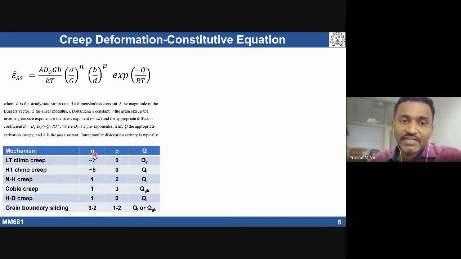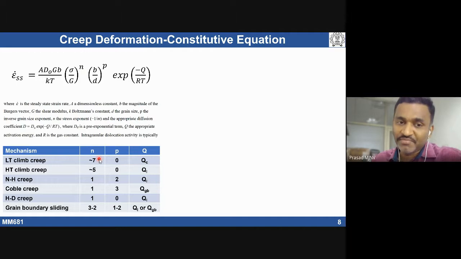Look at the n, p, q values. If I take dislocation creep mechanisms, p is equal to 0, so they are independent of grain size. The n values are very high, 5 to 7. Here n is called the stress exponent, and p is called the inverse grain size exponent. So the stress exponent n can be 5, or n also can be 7.